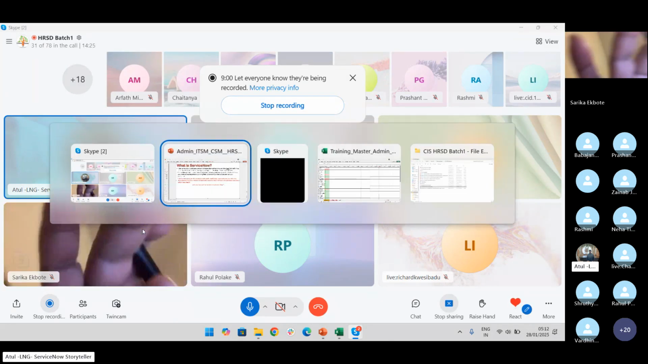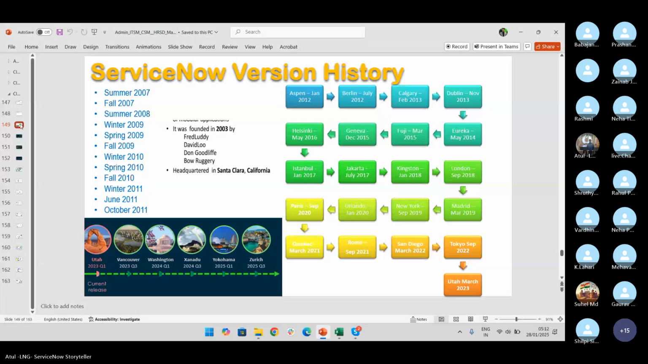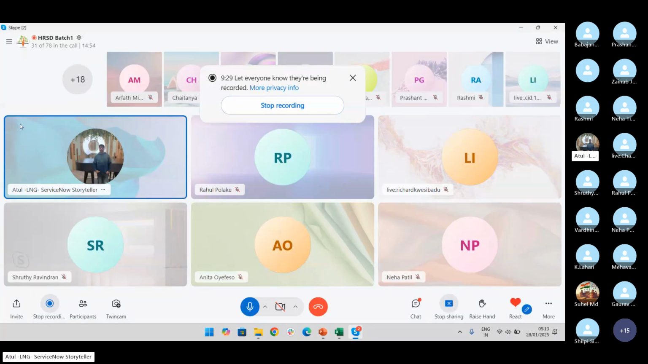Okay. So now in the next slide, we are going to discuss something similar. ServiceNow was founded in 2003 by Fred Luddy, David Loo, Don Goodliffe, and Bow Ruggeri, with its headquarters in Santa Clara, California. But before 2003, ServiceNow also existed with a different name. Does anybody know that name? Put it in the chat.